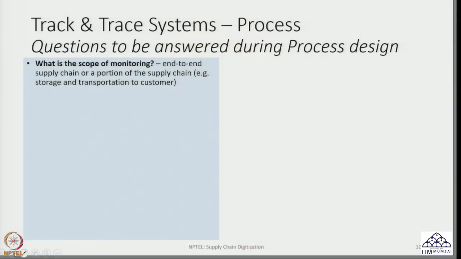Do we want to do end-to-end supply chain monitoring of the product, or only some stages, that is only up till the factory or only up till the warehouse? This would be of interest to us basis the kind of issues that we are interested in. Let us say we are interested in just delays that are happening in transportation. We need to only monitor maybe from the warehouse to the retail point only. So that will be the scope in which we want to have a track and trace system.